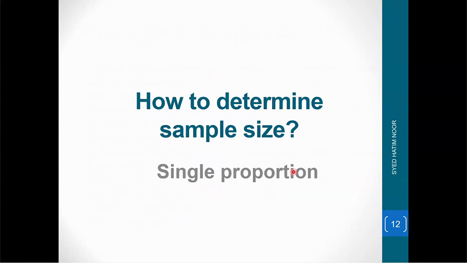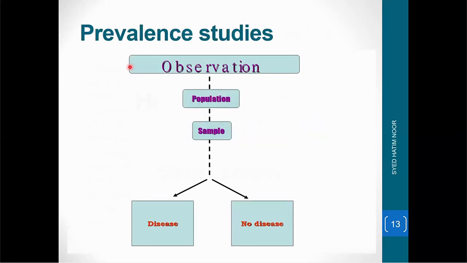All right, now we go to the next one, single proportion. For example, a prevalence study. A prevalence study is under observational study. We are looking at, for example, the prevalence of prostate cancer, the prevalence of tuberculosis. So you are looking at the prevalence.